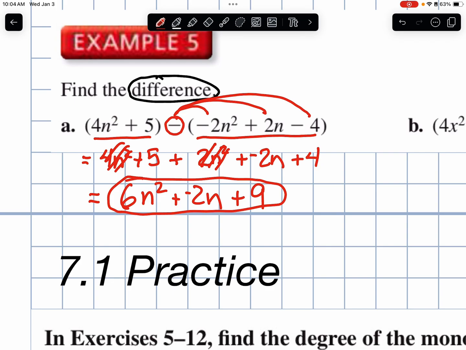So this is a quadratic trinomial. Quadratic because, again, degree 2. Trinomial because there's 3 terms.